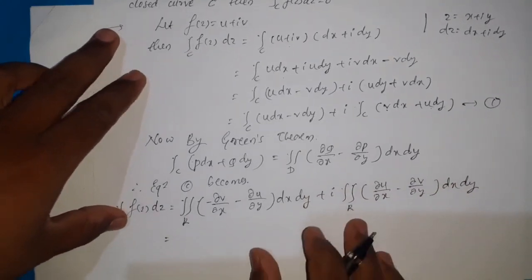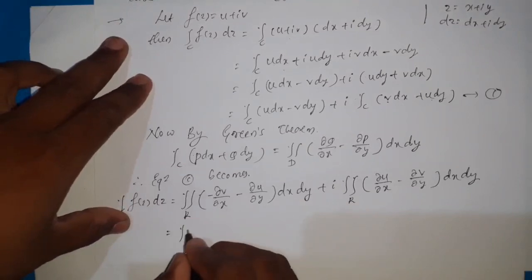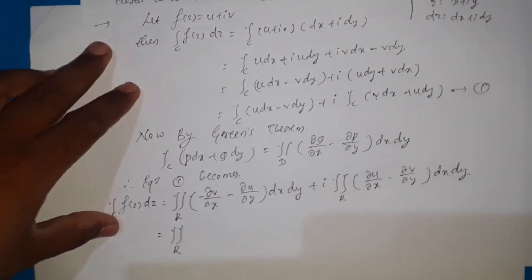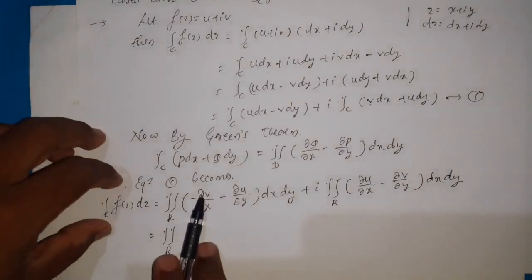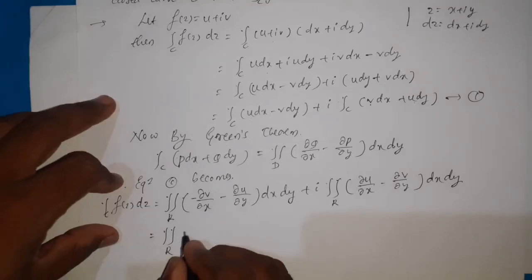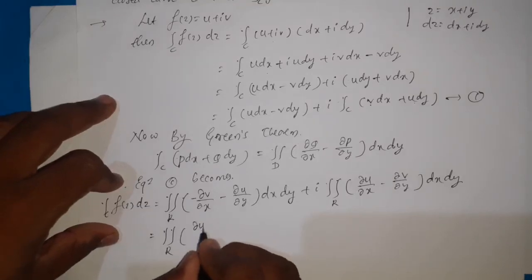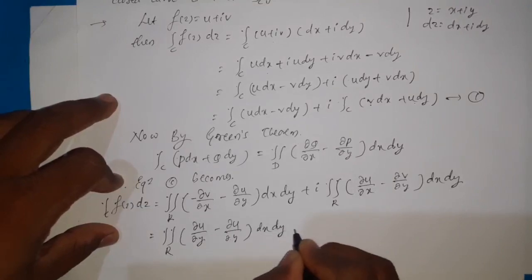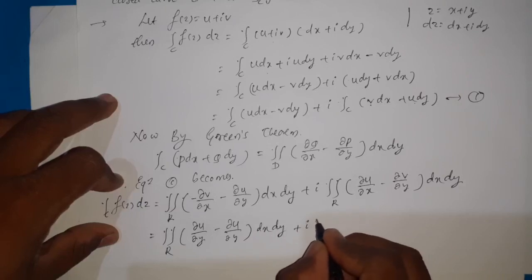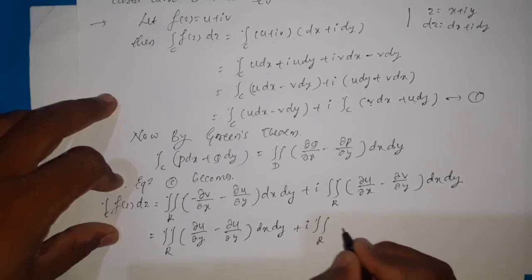Now it is equal to double integration over R. Here it is given that f of z is analytic. f of z is analytic means that it will satisfy the CR equations. Therefore, minus dou v by dou x is equal to dou u by dou y, and this one as it is into dx dy, plus i into double integration over R.